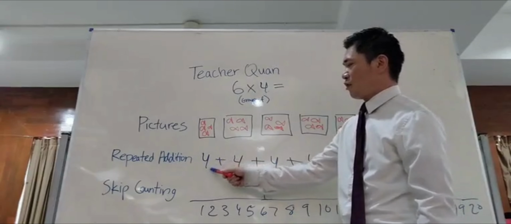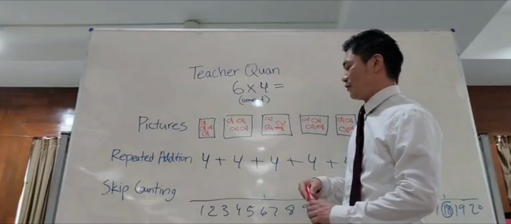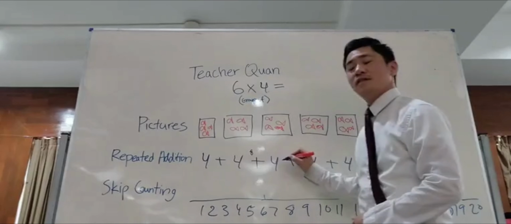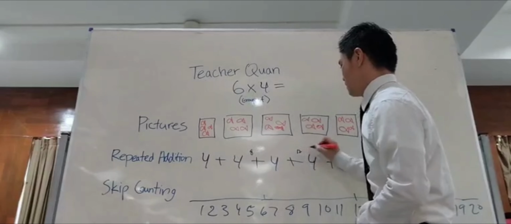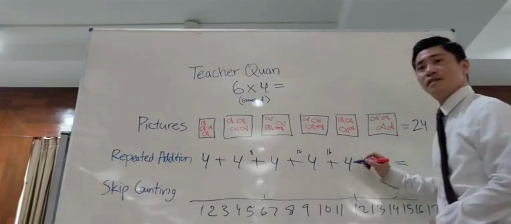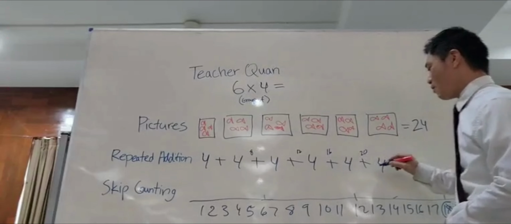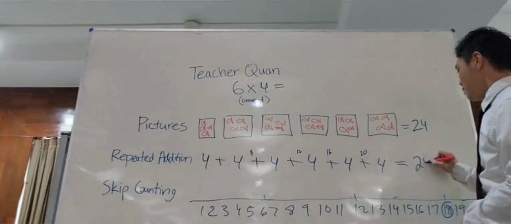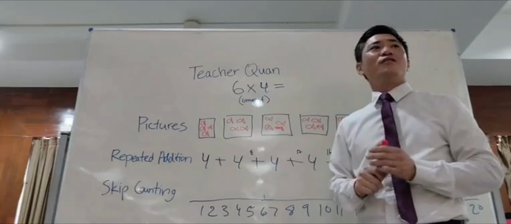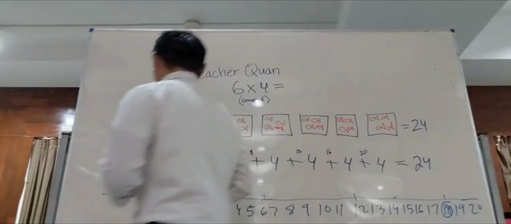So what's 4 plus 4, kids? 8, right? So that's 8. 8 plus 4 is 12. Plus 4 is 16. Plus 4, that's 20, and 20 plus 4 equals 24. Yes! Good job, kids. You guys rock. So you're doing very well so far.